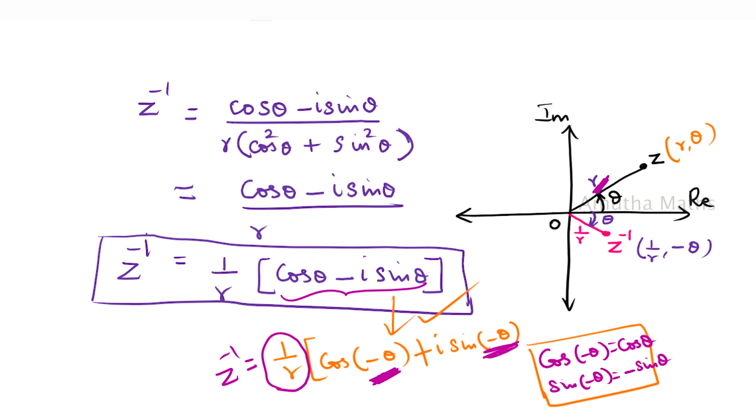So we get minus theta. Here Z makes an angle theta with the positive side of x-axis in the anti-clockwise direction, so theta is positive. Here I go clockwise, so here we get minus theta. Okay. So Z inverse is at what distance from the origin? It is at a distance of 1 by R. So modulus is 1 by R and angle is minus theta. Okay. So this is the first property.